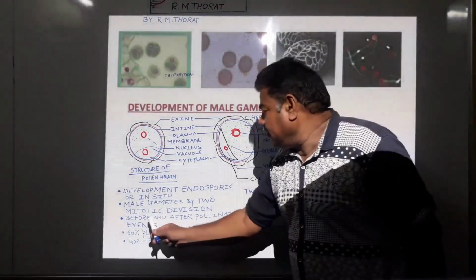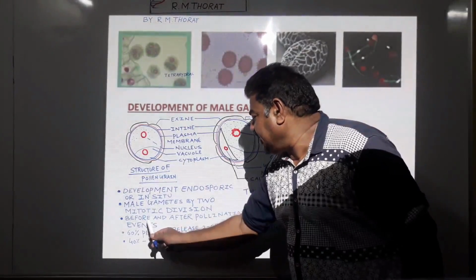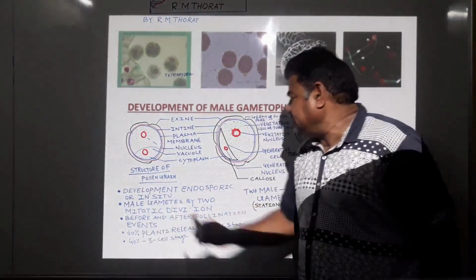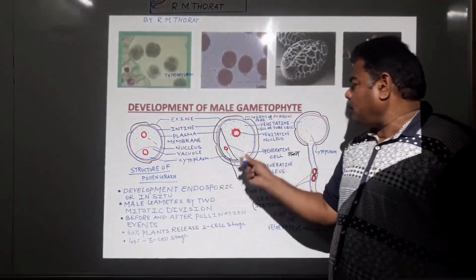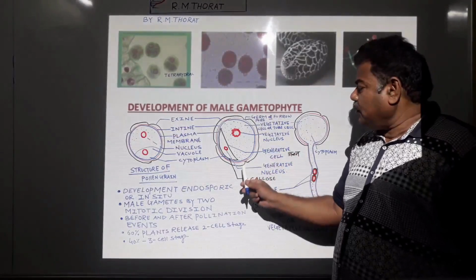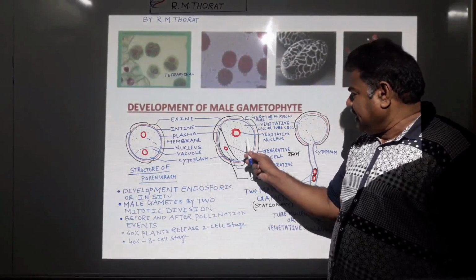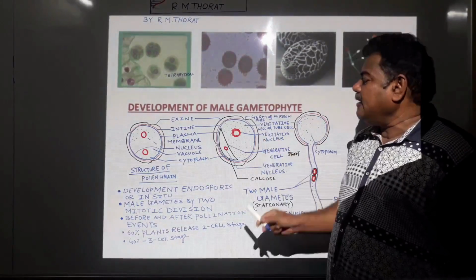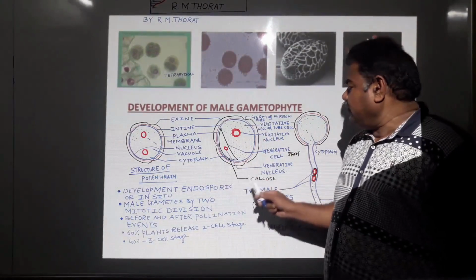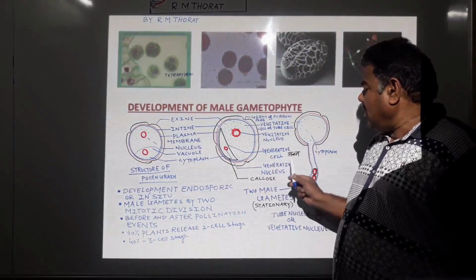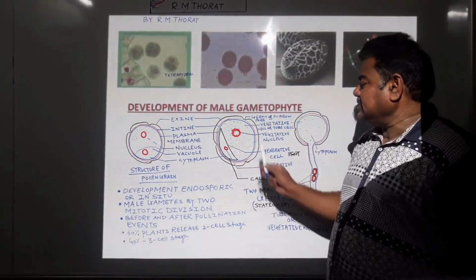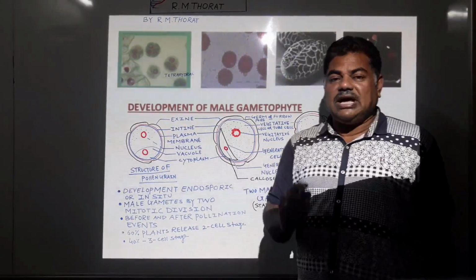These are all the before pollination events. Now the pollen grain appears as a two-cell structure: one bigger cell, the vegetative cell or tube cell, and the second cell, the generative cell. These are the two cells.